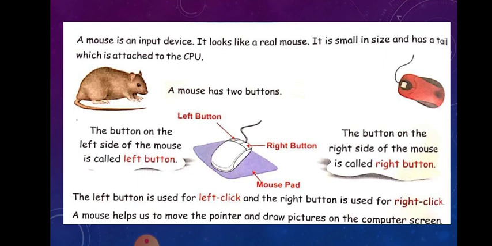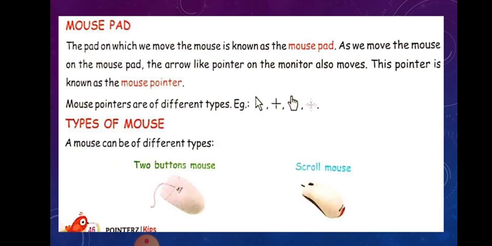And by clicking the left button and the right button, you can move the pointer and draw pictures on the computer screen. Now comes the Mousepad. Children, you must have seen the Mousepad in our computer lab, right? The pad on which we move the mouse is known as Mousepad, and when we move the mouse on the Mousepad, the arrow-like pointer also moves, and this pointer is known as mouse pointer.